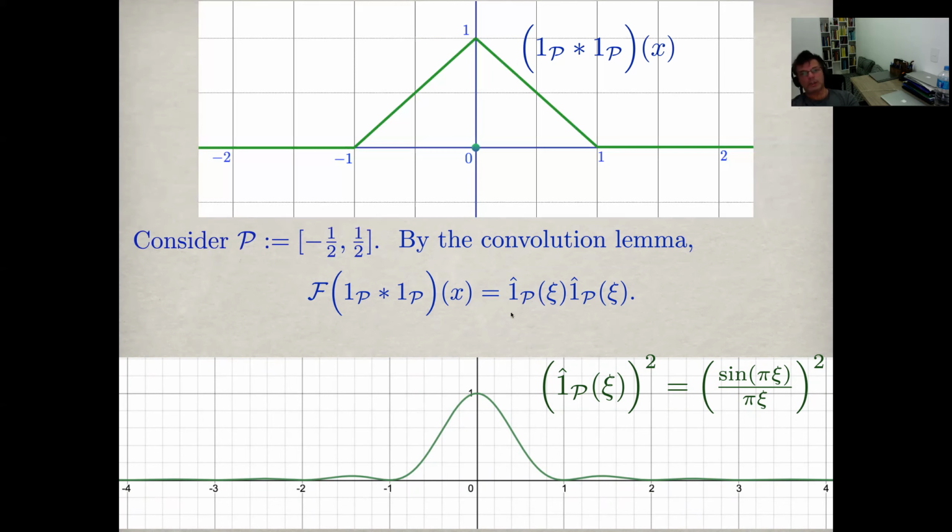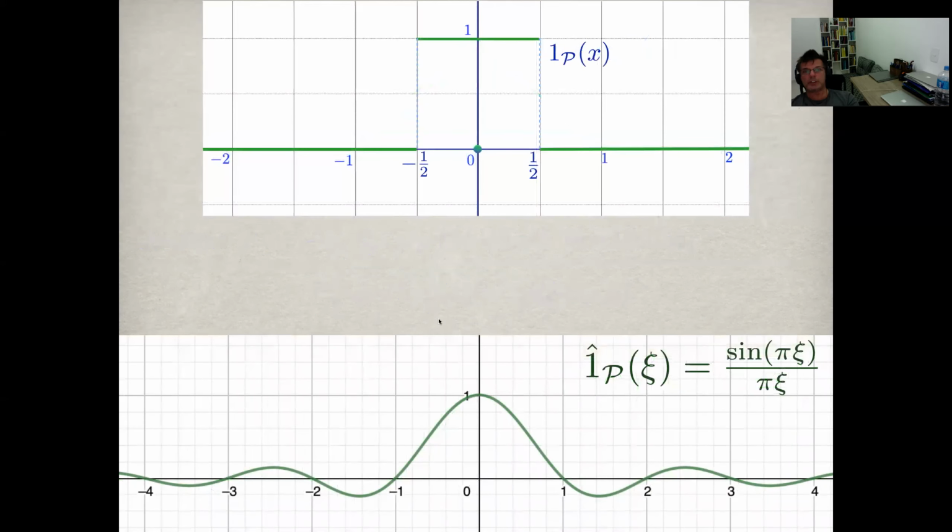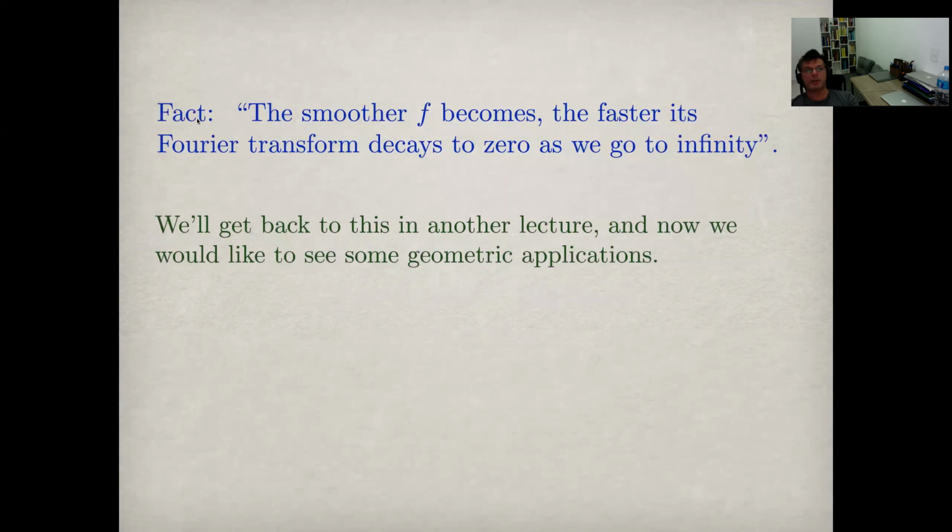All right, so we already see some very new, interesting phenomena. First, the convolution of the indicator function with itself is already smoother. And next, the Fourier transform decays faster. And so you might conjecture that this persists forever. And in fact, it does. It's a theorem. Well, if we don't get back to it in lectures, it's certainly in our book. The smoother the function becomes, the faster its Fourier transform decays to 0 as we go to infinity. And that persists. And so we'll get back to this hopefully in another lecture.